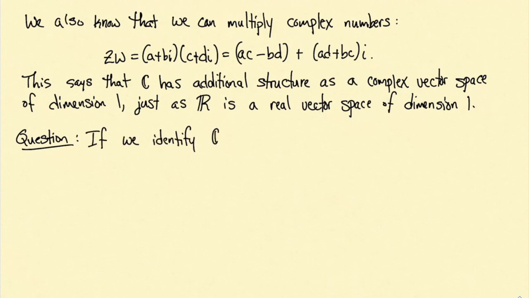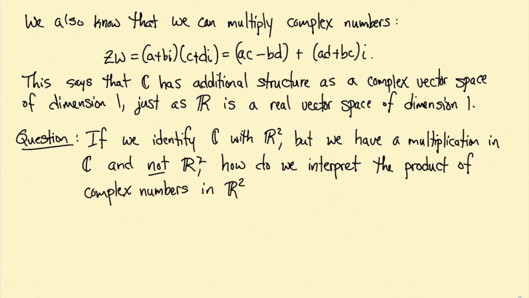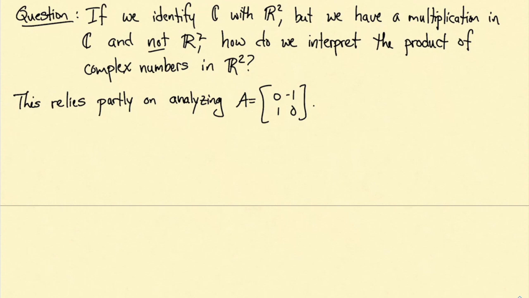However, this extra multiplicative structure on the set of complex numbers does raise one important question. If we identify complex numbers with two-dimensional vectors, and we have not defined the product of two vectors, then how do we interpret the product of two complex numbers? So reconciling this oddity between these two sets relies on analyzing our original matrix A.